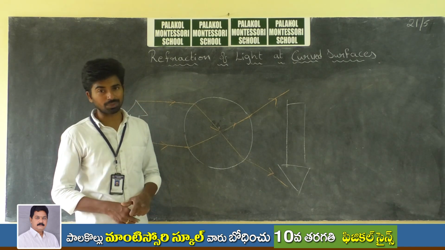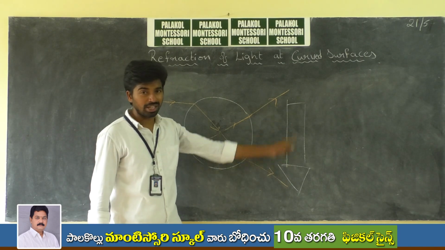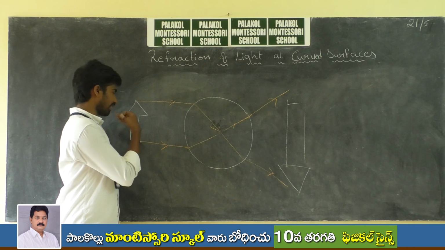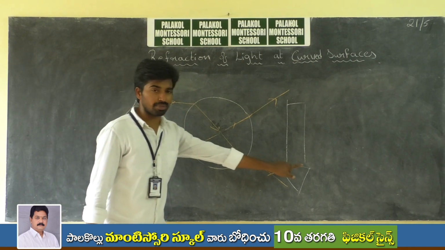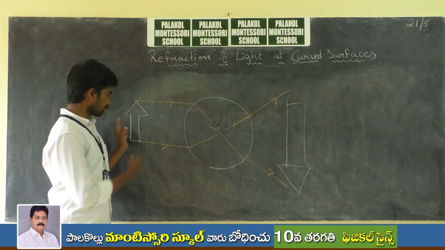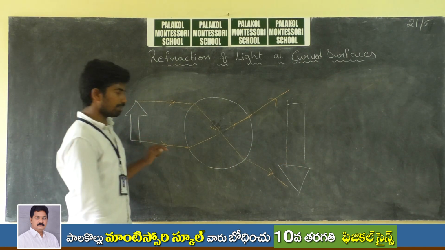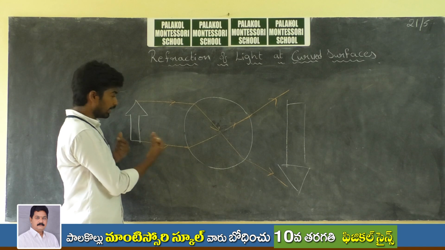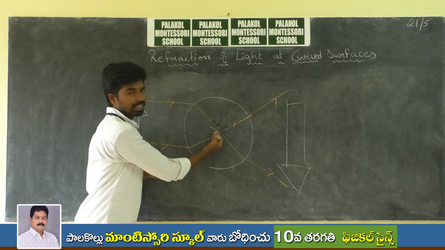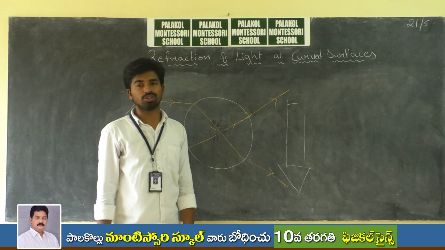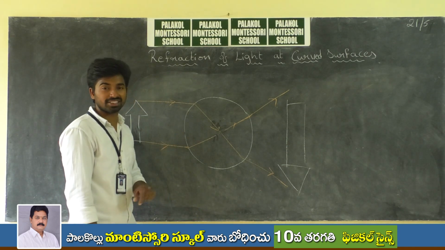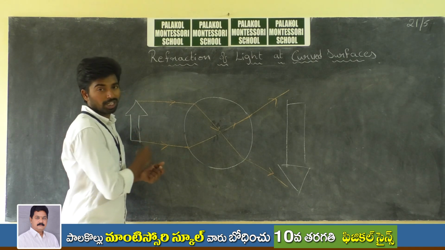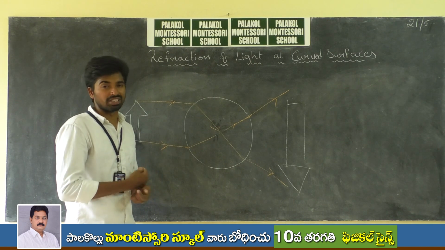Here the object is an arrow, and sometimes we will observe magnified images. Here the size of the image will be greater than the size of the arrow, and hence sometimes we will observe magnified images depending on the distance between the arrow and the glass beaker. So because of the refraction of light at curved surfaces, we are observing the direction of the arrow as reversed.